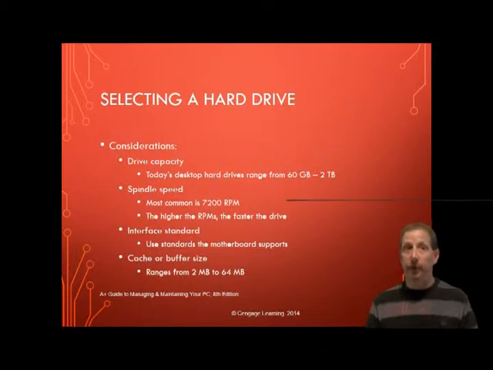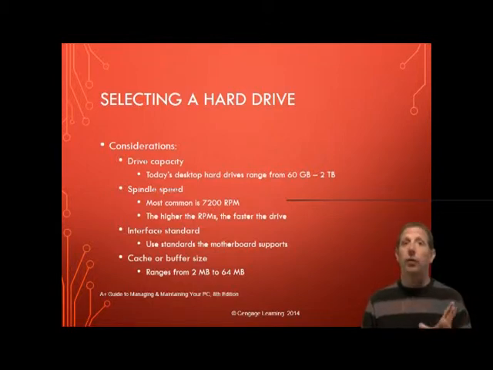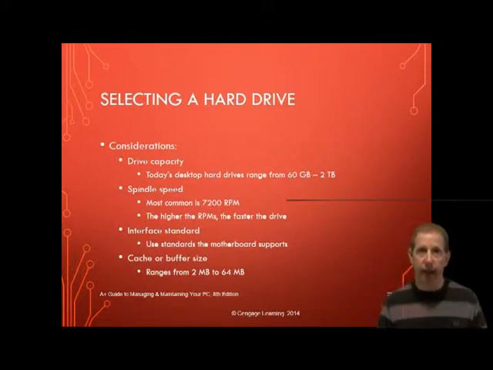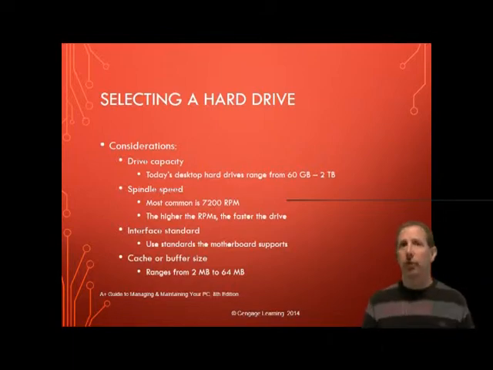The spindle speed: magnetic hard drives for desktop systems run at either 5400, 7200, 10,000 or 15,000 RPMs, which I mentioned in the last lesson. Now the most common is 7200 RPMs. The higher the RPMs, the faster the drive, and then also the faster the read-write access.